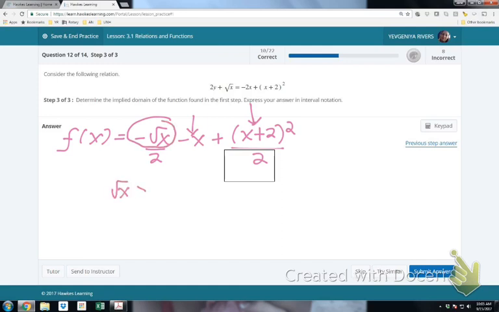We want the square root of x to be greater than or equal to 0, which means we want x to be greater than or equal to 0. In interval notation, this will be stated as 0 to infinity, with a bracket on the 0 because we're including it from this equal sign.